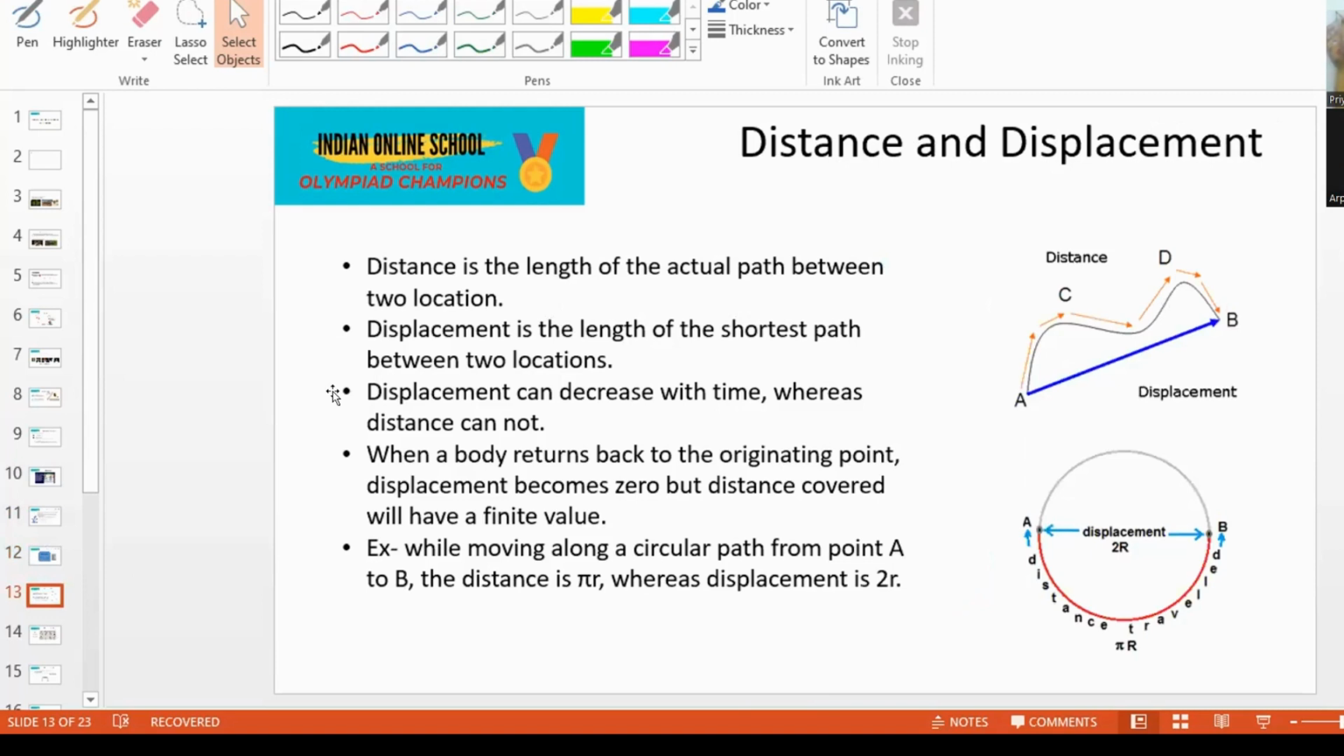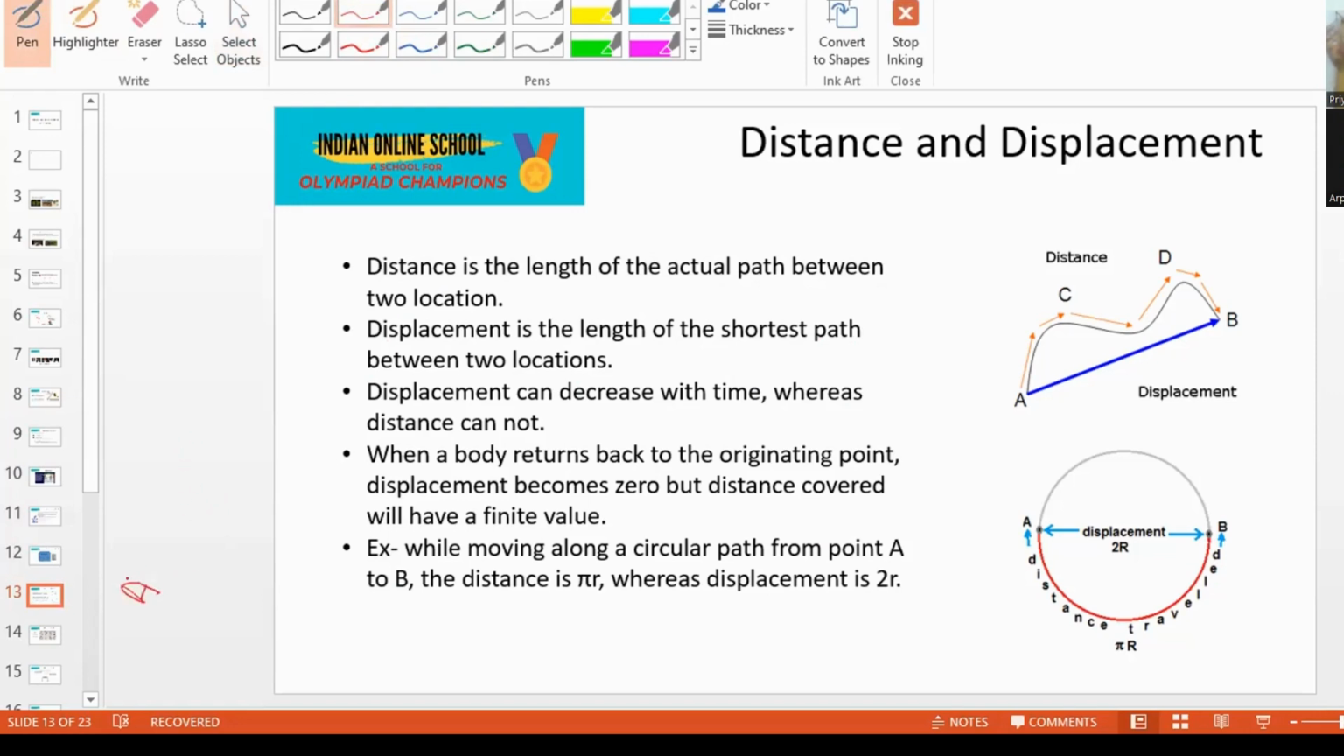Coming to distance and displacement, we will understand what is distance and what is displacement. Distance is the length of the actual path between two locations. And what is displacement? Displacement is the length of the shortest path between two locations. I'll make you understand this. Suppose there are 2 points.